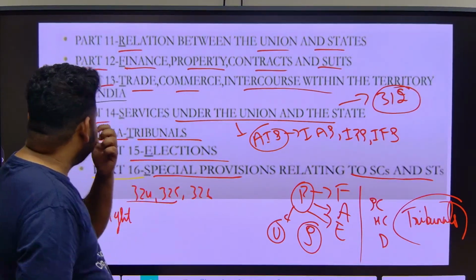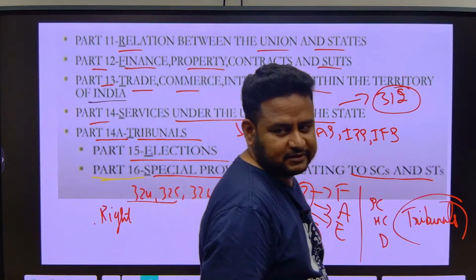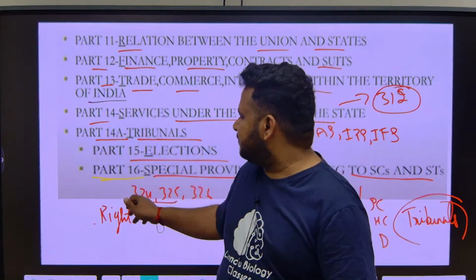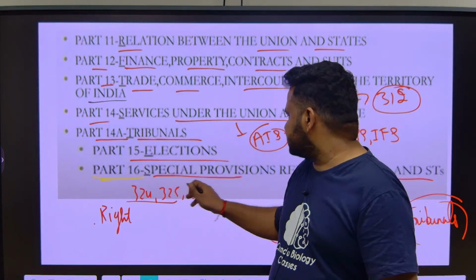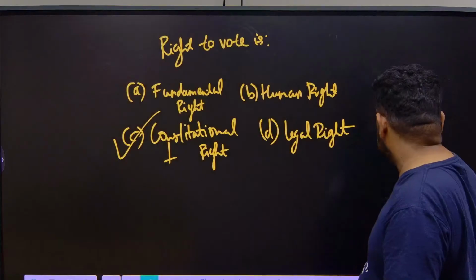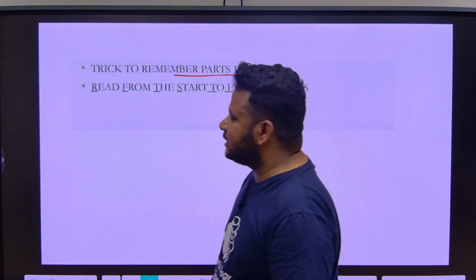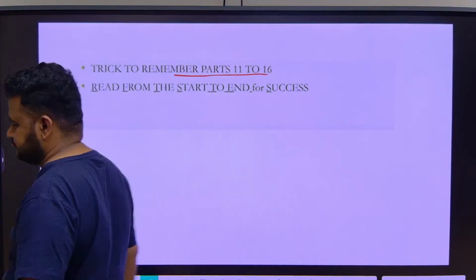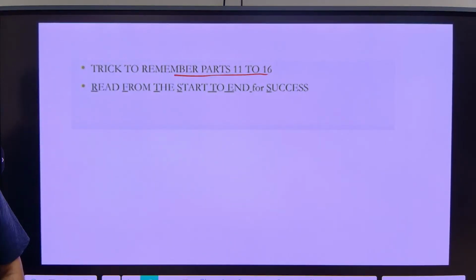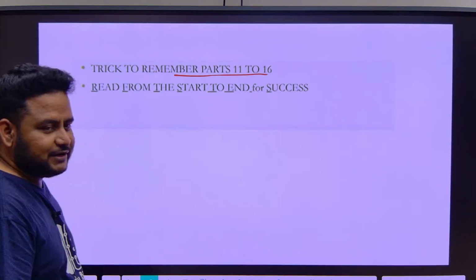So this is Part 11 to Part 16. Now what is the trick to remember this? Understood? Part 11 to Part 16, special provisions relating to SCs and STs. So what is the trick to remember this? Read from the start to end for success. This is the trick to remember for Part 11 to 16.